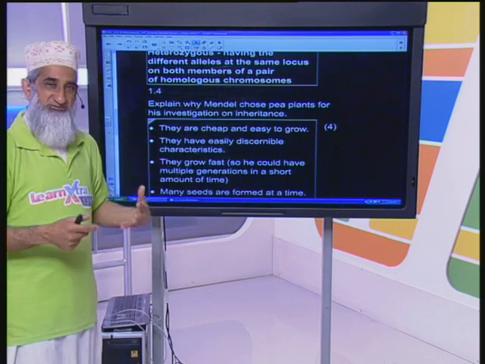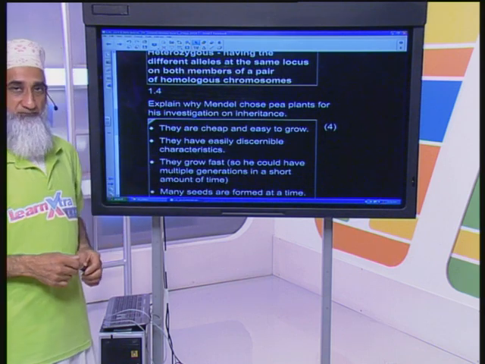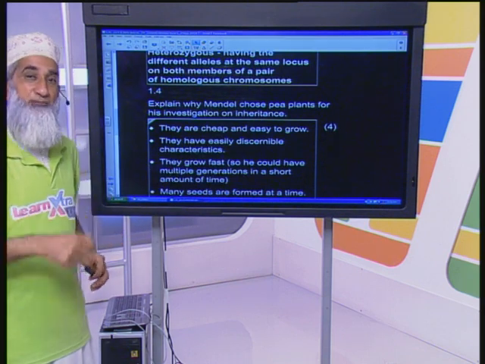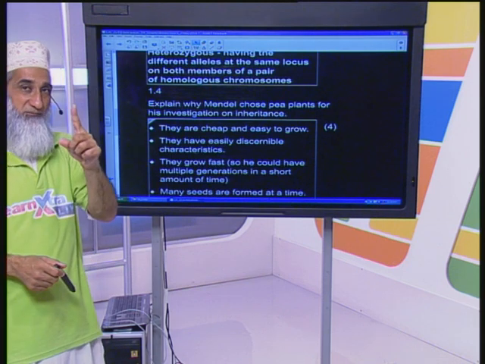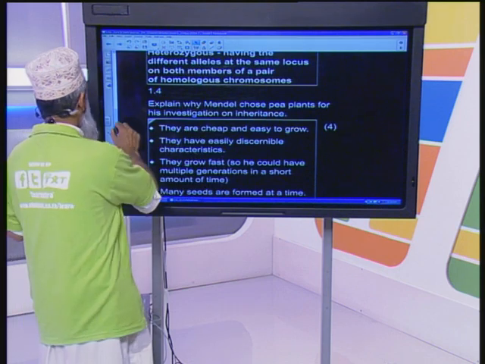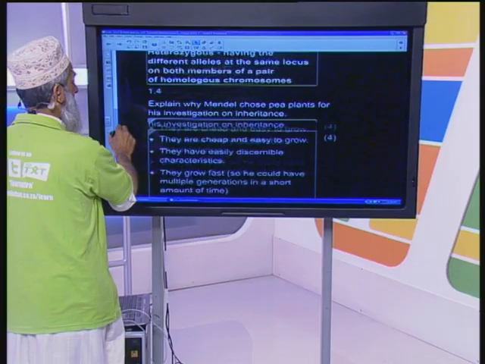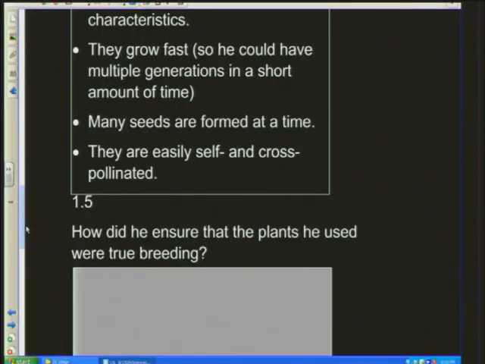They grow fast. So he could have multiple generations in a short space of time. And this improves the reliability of his results. Remember, increasing sample size. Right? And many seeds are formed at a time. Again, the sample size is also increased there. They are easily self and cross-pollinated.